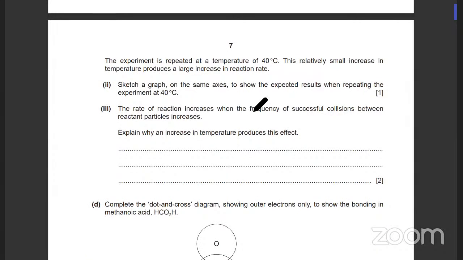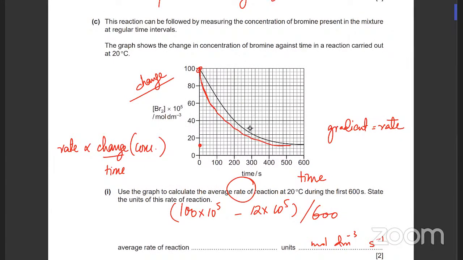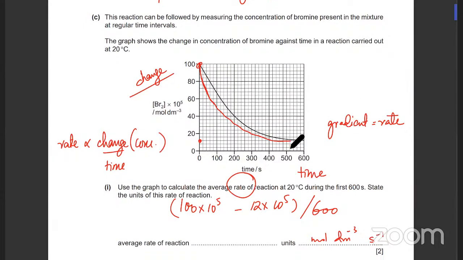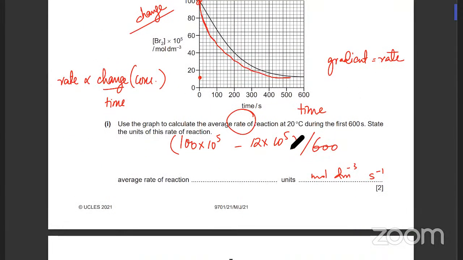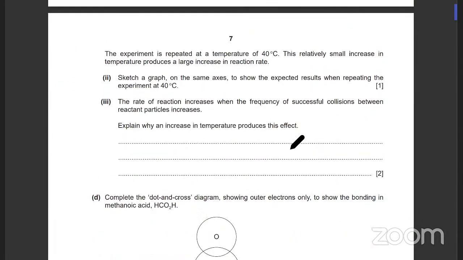So can you show the graph again, please? This one. Yeah, okay, thank you. But it should start and end at the same point, right? Because you're just changing temperature. So the amount is not changing, it's just happening quicker. So it's going to be steeper.